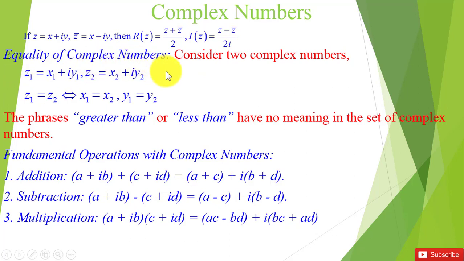Equality of complex numbers. Consider two complex numbers z1 is equal to x1 plus iy1 and z2 is equal to x2 plus iy2. Then z1 is equal to z2 if and only if x1 is equal to x2 and y1 is equal to y2. The phrases greater than or less than have no meaning in the set of complex numbers. That is, any two complex numbers are not comparable.